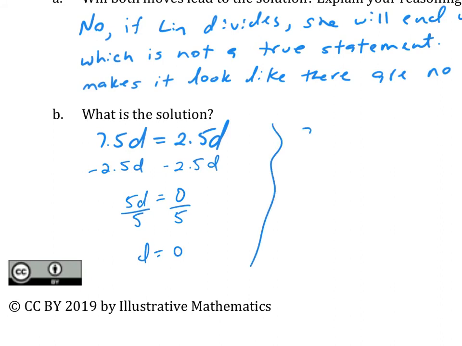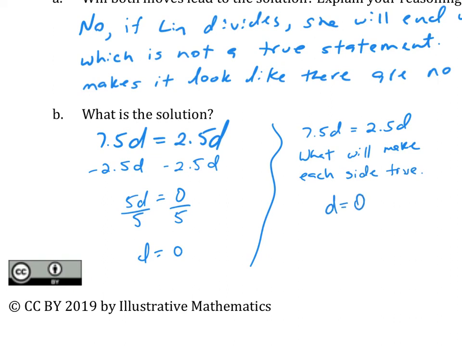Another way to look at it is that if we have 7.5d equals 2.5d, think about the number that will make both sides of this equation true. So what will make each side true? There's really only one number that will do that, and that number is 0. So a couple of ways if you wanted to actually solve it, you could, but if you recognize that when you get to the point 7.5d equals 2.5d, the only thing to make this a true statement is 0, that's fine as well.